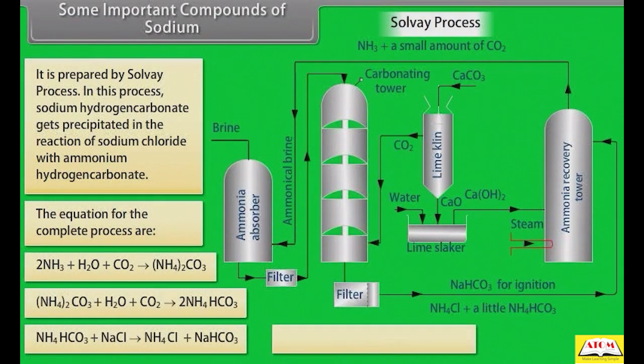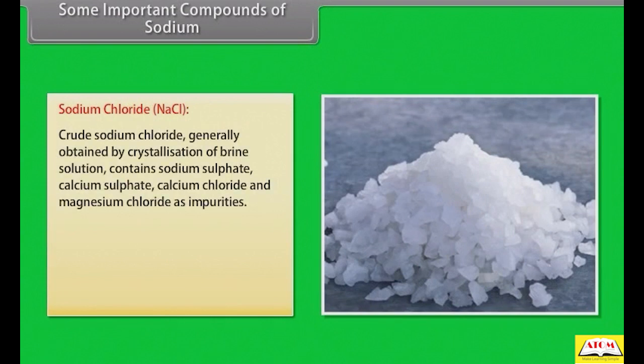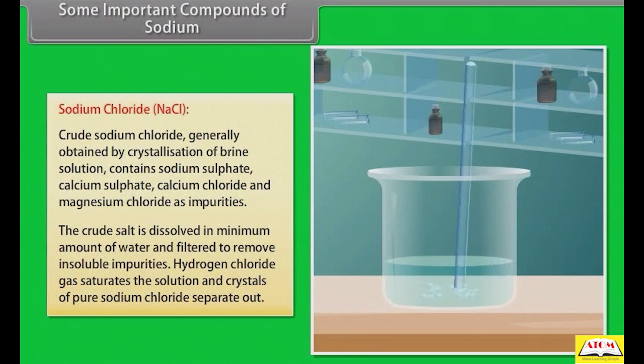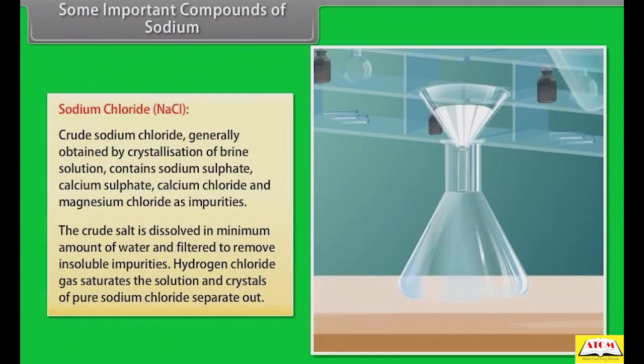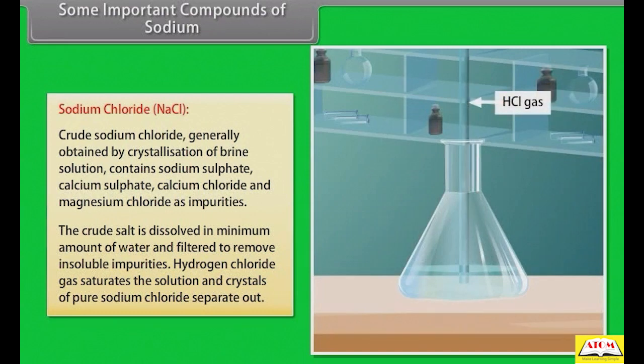Sodium chloride. Crude sodium chloride, generally obtained by crystallization of brine solution, contains sodium sulfate, calcium chloride, and magnesium chloride as impurities. The crude salt is dissolved in minimum amount of water and filtered to remove insoluble impurities. Hydrogen chloride gas saturates the solution and crystals of pure sodium chloride separate out.